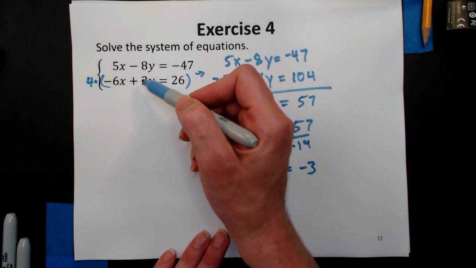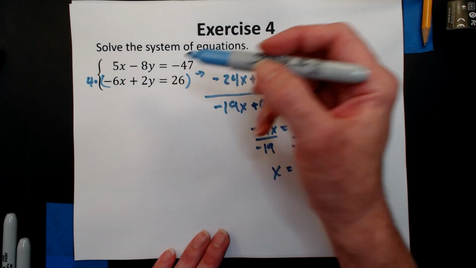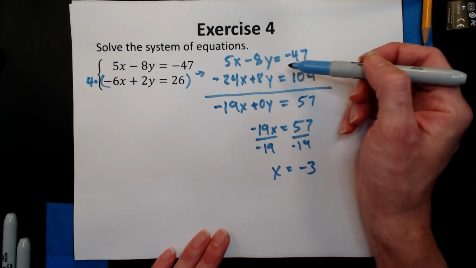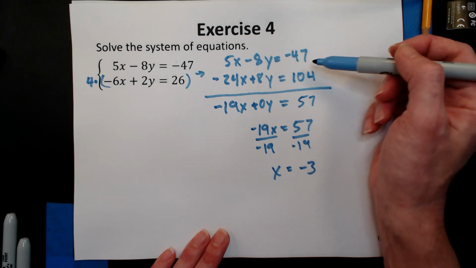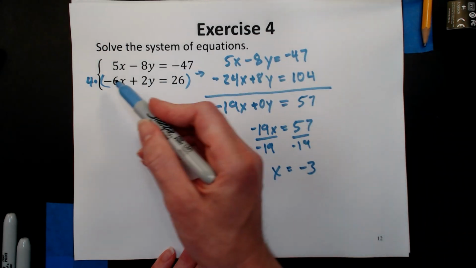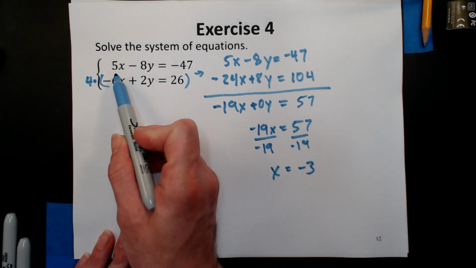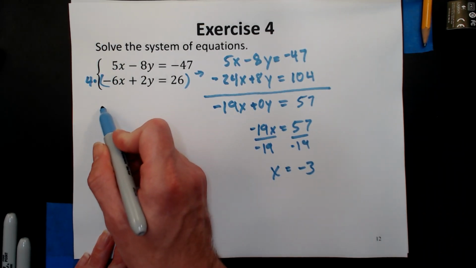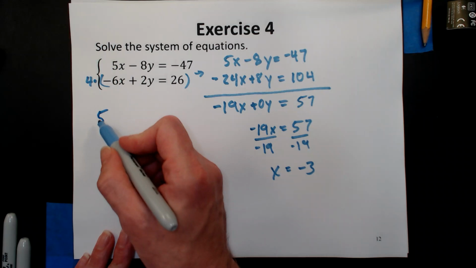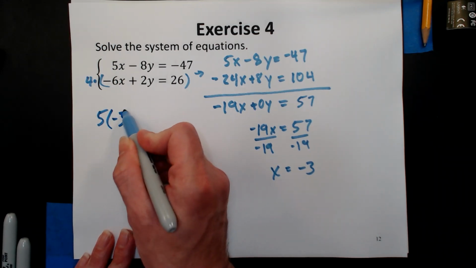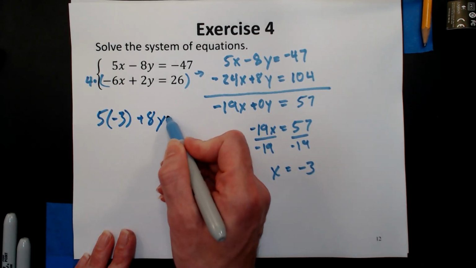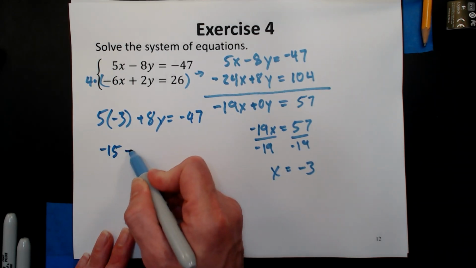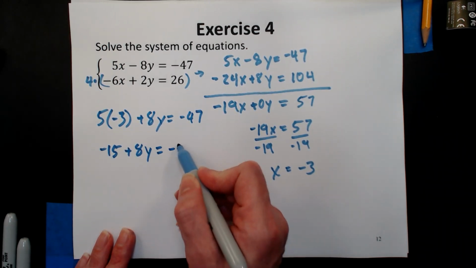So I can pick any one of these equations. Pick the original equations, because chances are you multiplied these equations by some constant and made the numbers bigger. The bigger the numbers, the more likely you are to make a mistake. So go back to the original equations, especially since it'll help check to make sure you didn't make a mistake. And then we plug in negative 3 for x. You can pick either equation. I just happen to pick the first one. 5 times negative 3 plus 8y equals negative 47 gives me negative 15 plus 8y has to equal negative 47.